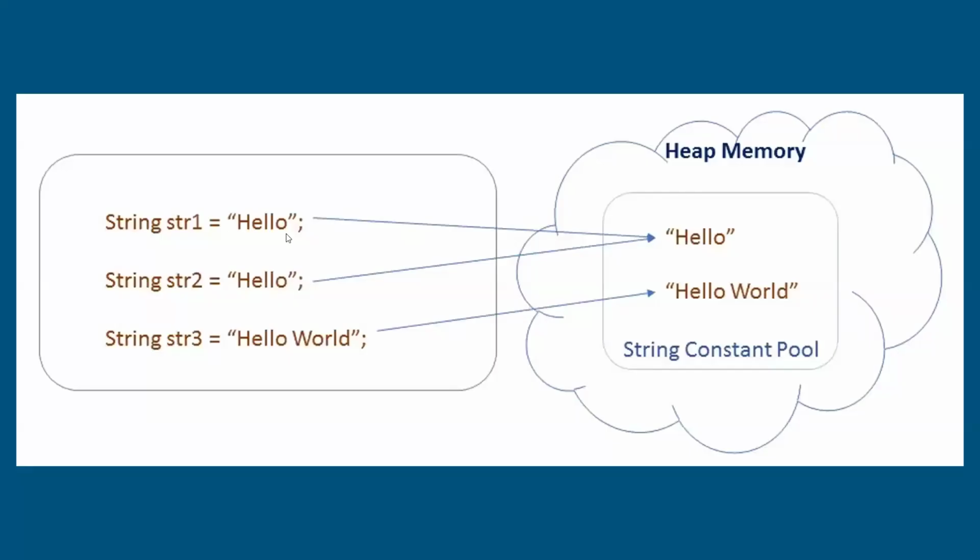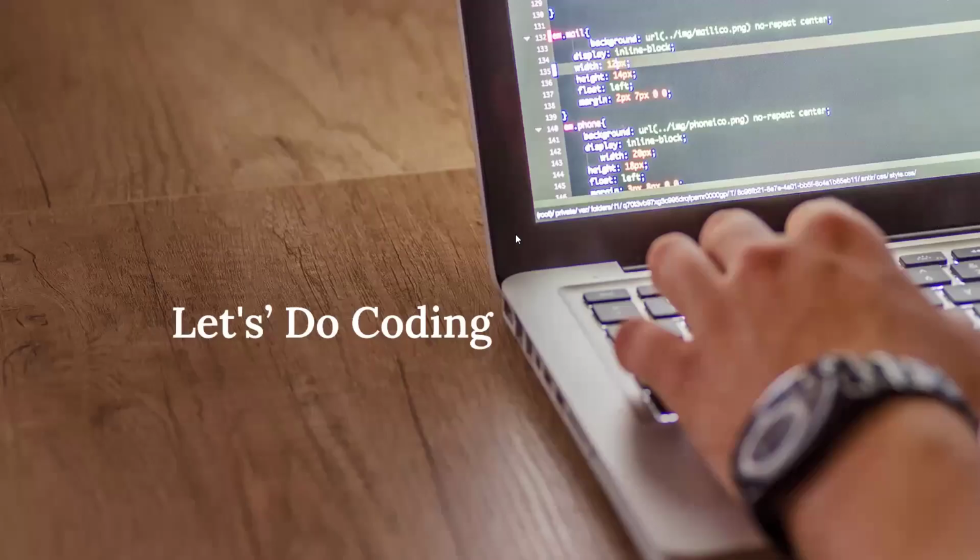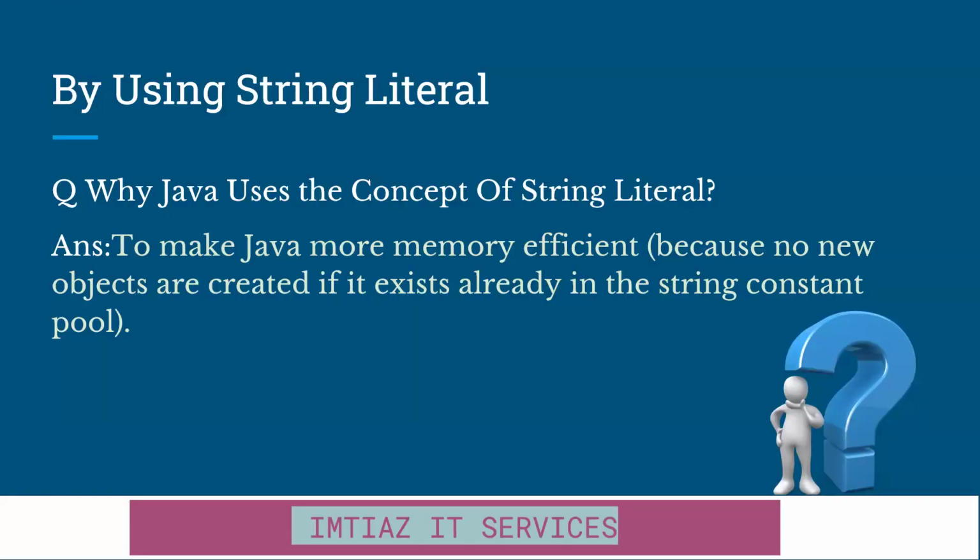If you see the example here, in the previous one, the first time it is creating the string object and writing the content as hello. But the second time, whenever you try to write another literal with the same content, rather than creating a new object, it is pointing to the same reference. So if somebody asks why we should go for the string literal, you can say the very simple answer: to make Java more memory efficient. So this is about your string literal here.